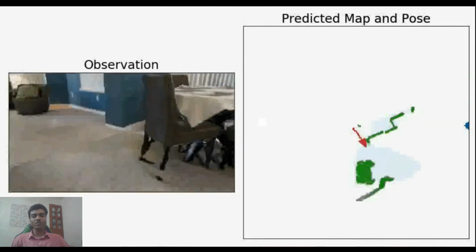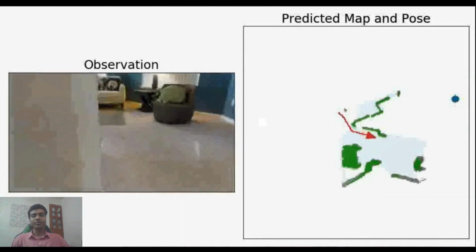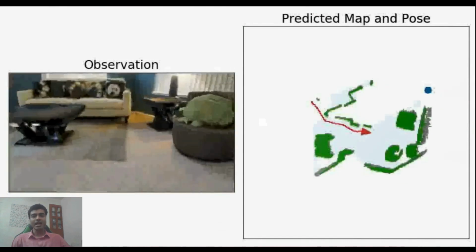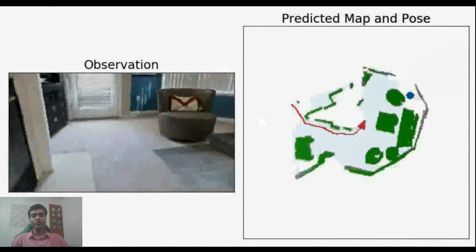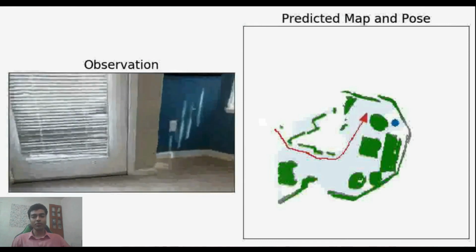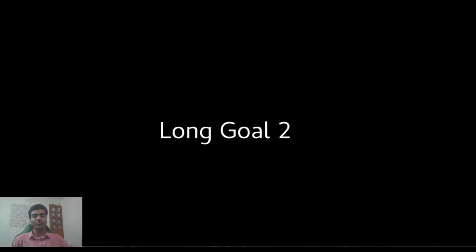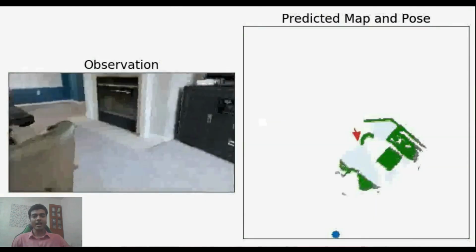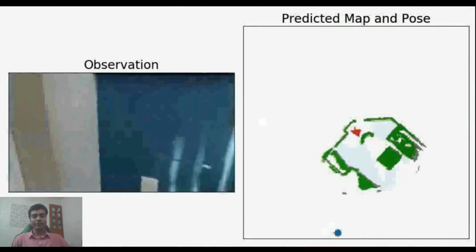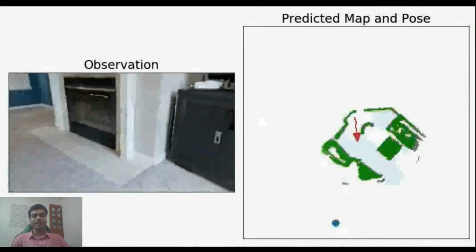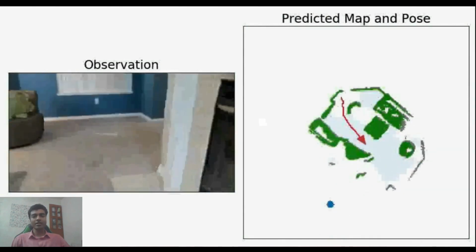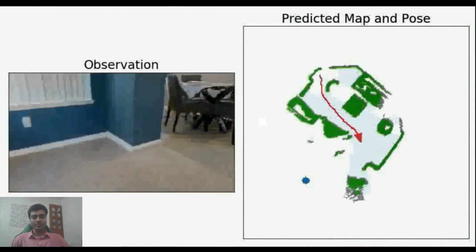Now, for long goals, the challenge is the drift between the maps and the sensors. And hence, here we use the goal reference that is obtained at every frame from the robot's frame of reference and update the goal at every 25th time step so that the drift does not affect the goal position.